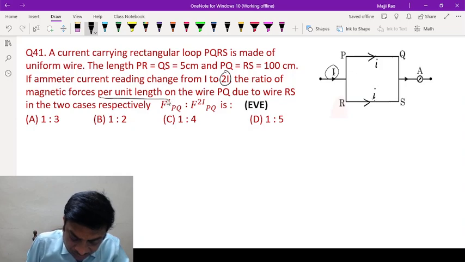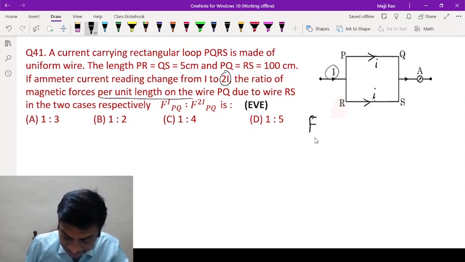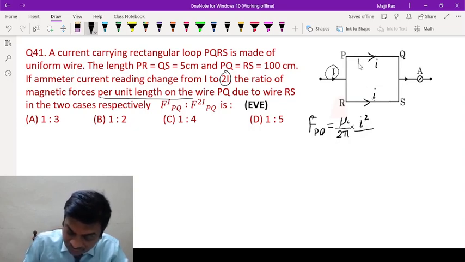So magnetic force per unit length of the wire PQ will be mu 0 by 2 pi into product of the currents divided by separation between them. What will be the separation? Let us take this as D. They have given it as 5 cm, of course. So 5 cm.